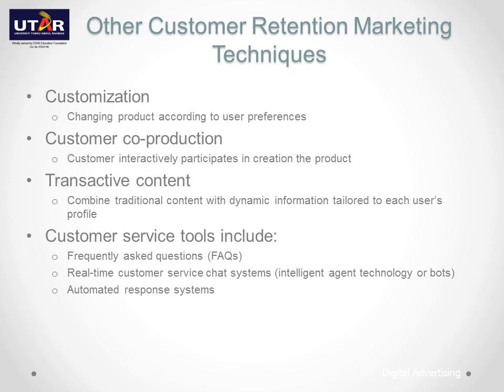So that is customer co-production, where they get involved with the production itself. And transactive content is dynamic information tailored to each user. And FAQs, frequently asked questions, are very important, because it's a kind of manual where they get to know information normally attached to those frequently asked queries. This can be done by installing an intelligent agent or bots, where you can ask real-time questions, using a customer service chat system and automated response system.